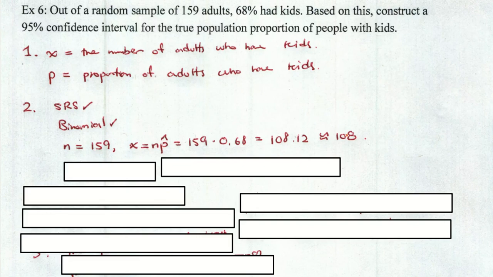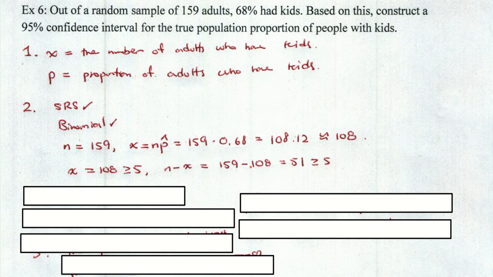Now we know that x is 108, and 108 is greater than or equal to 5, so that's part of establishing our conditions. The second is n minus x, 159 minus 108, and that's clearly over 5 as well. It's 51. So those are the three things we need to check: that it's a random sample, a binomial, and that there's enough successes and failures, and that's defined to be at least 5 of each.